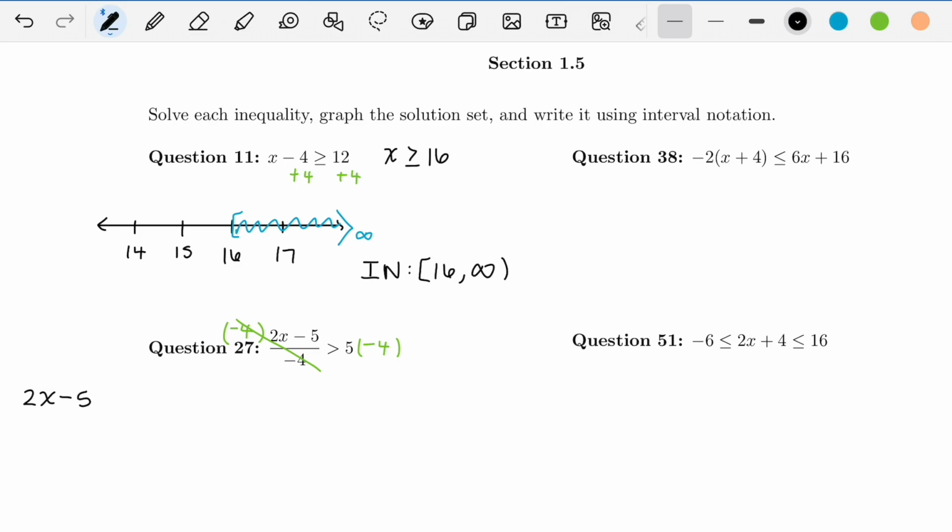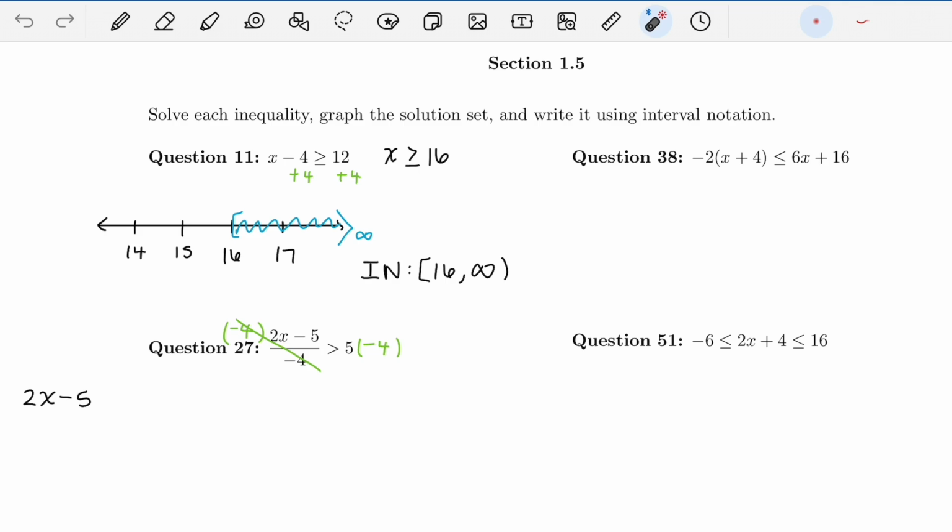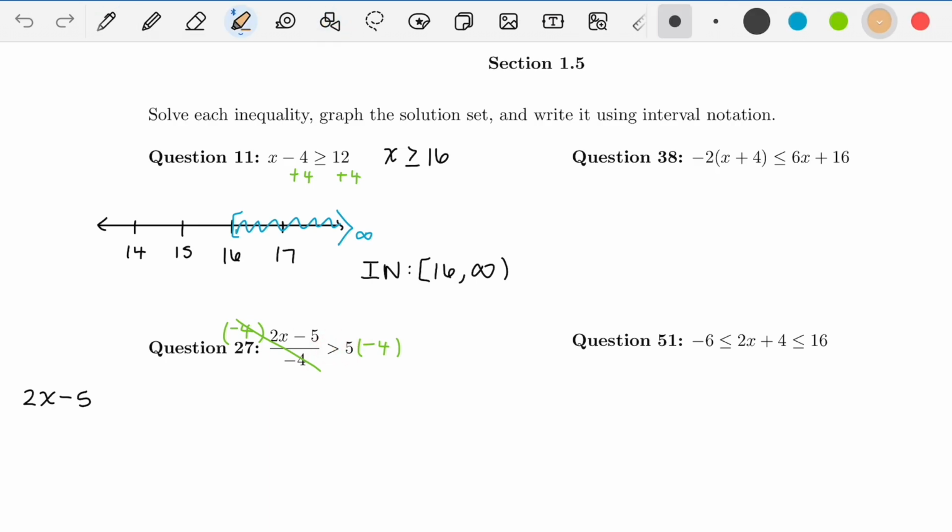Now, as we know, if we're going to multiply or divide by a negative number when dealing with these inequalities, what we have to do is then flip this sign here. So, this becomes 2x minus 5 is going to be less than this multiplication of 5 and -4, so -20. So we always have to flip that sign here in order for this to still be a true statement.